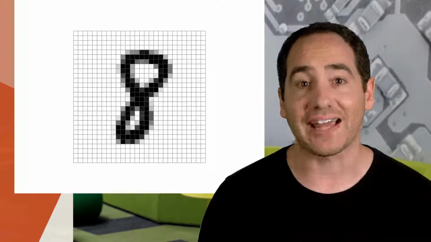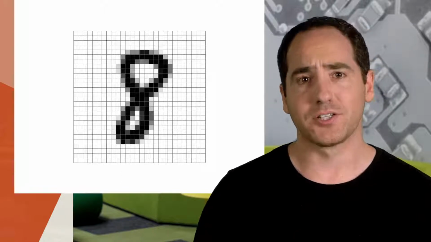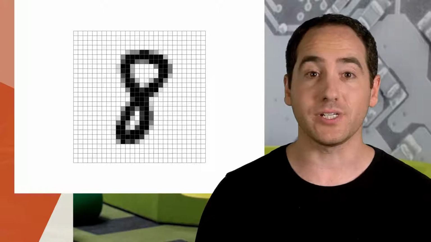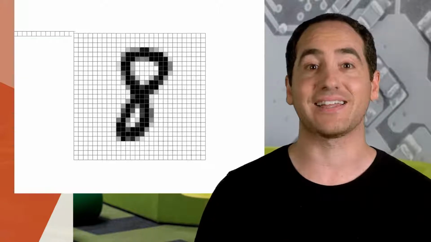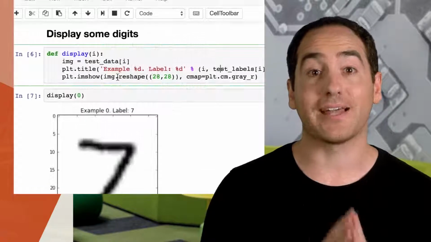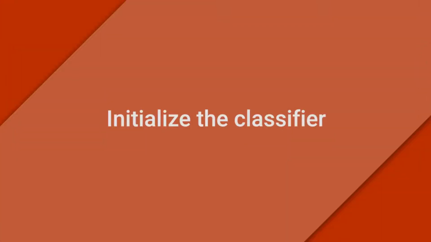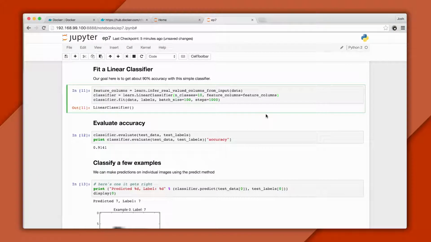And here we're using the flattened representation of the image. To flatten an image means to convert it from a 2D array to a 1D array by unstacking the rows and lining them up. That's why we had to reshape this array to display it earlier. Now we can initialize the classifier, and here we'll use a linear classifier.